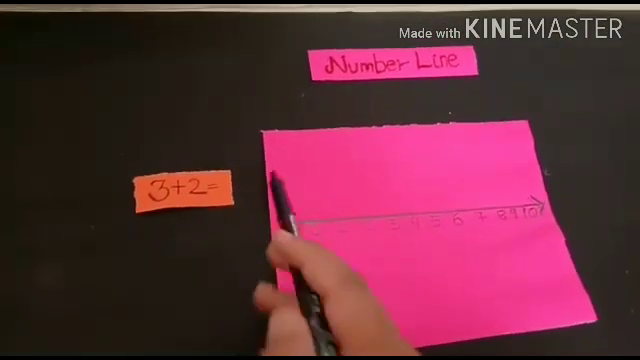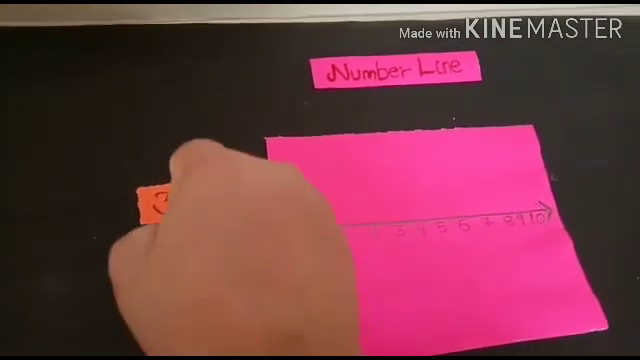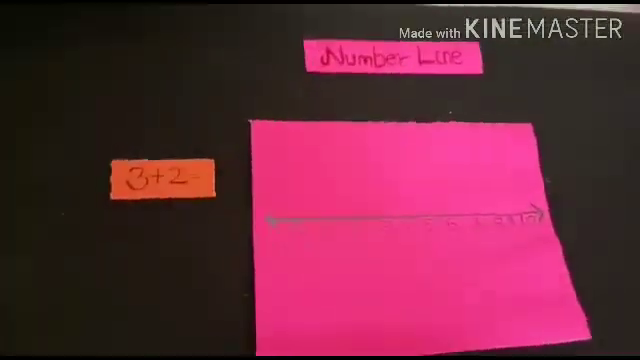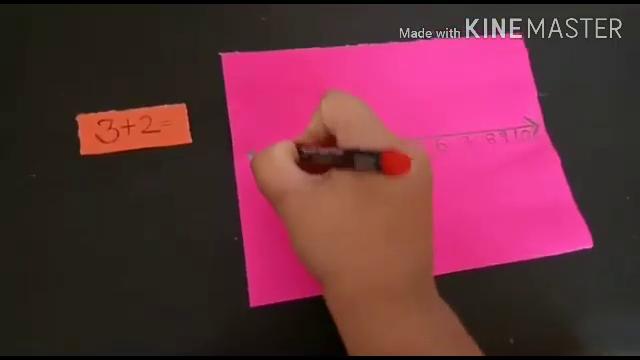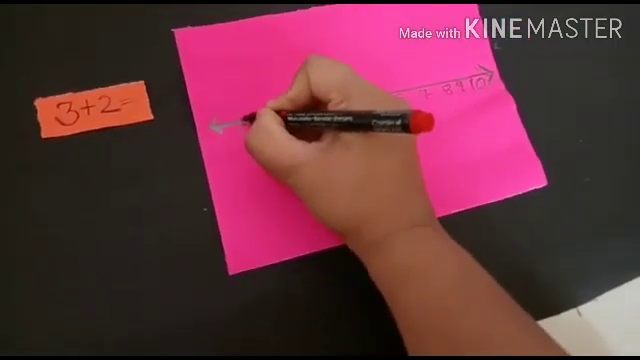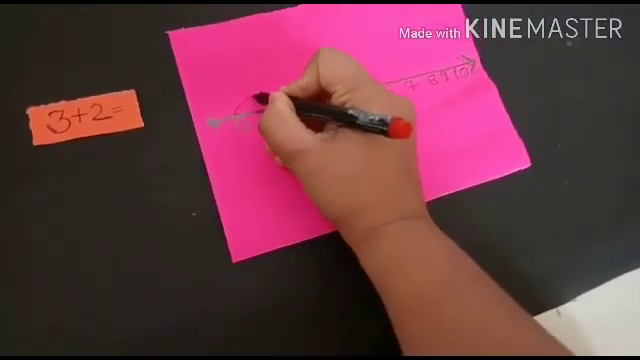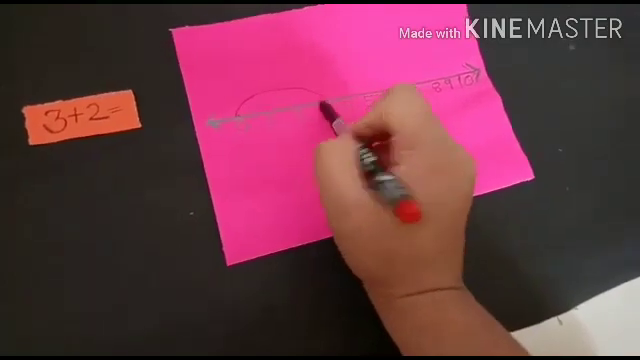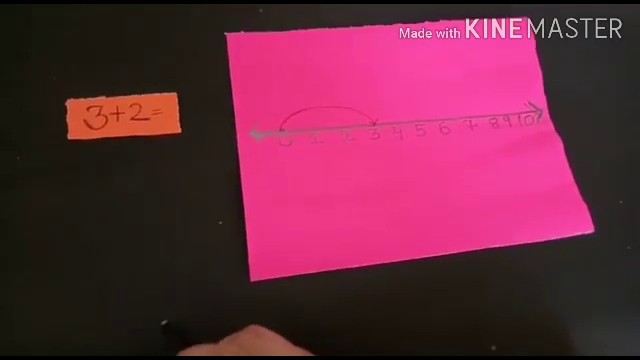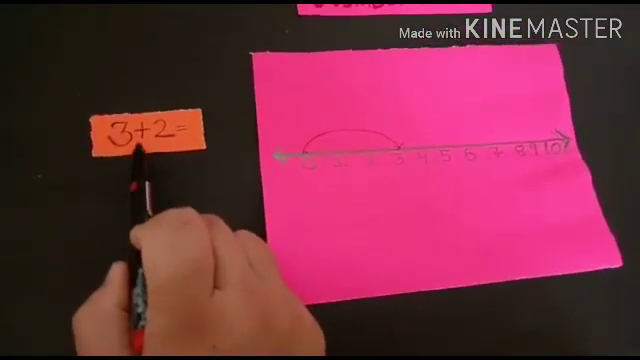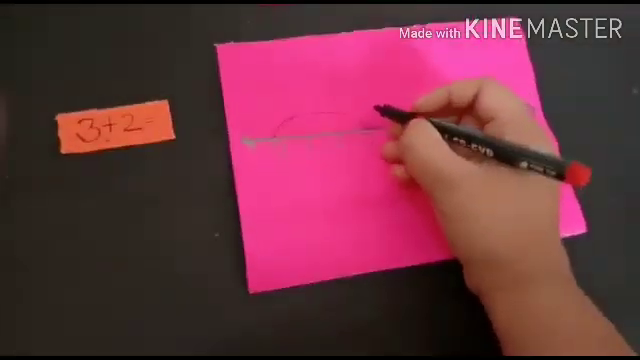Okay, so our first number is 3. So we are going to point out 3 on it. Starting from 0, we will jump first up to 3. So from 0, we will jump up to 3. Now, how many numbers do we have to add? We have to add 2 numbers. So, 2 more numbers we will jump.